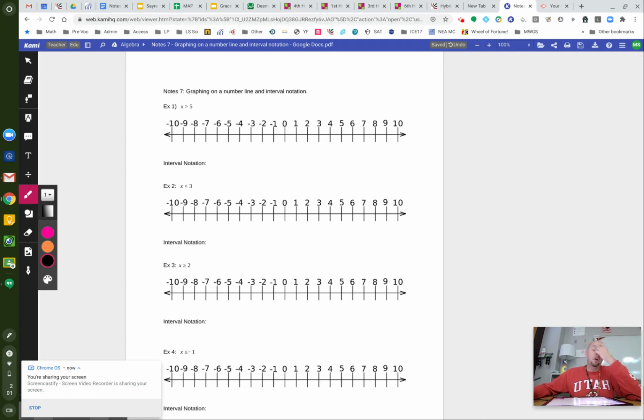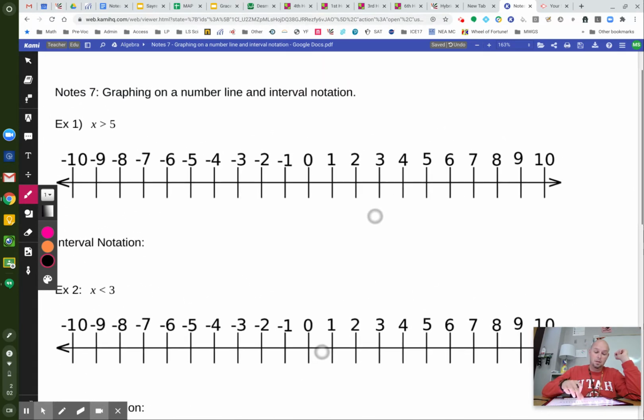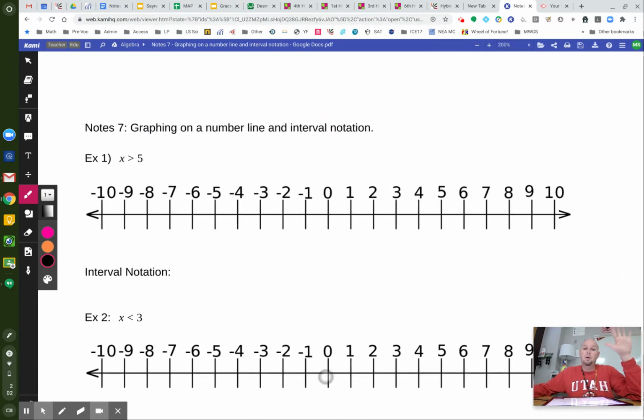All right, so today we're going to go over inequalities and how to graph those. This is note 7. I'm going to zoom in a little bit for you so you can see it a little better. And a few things to note. I'm going to show you a little bit different way to put these on a graph than probably you used to do.